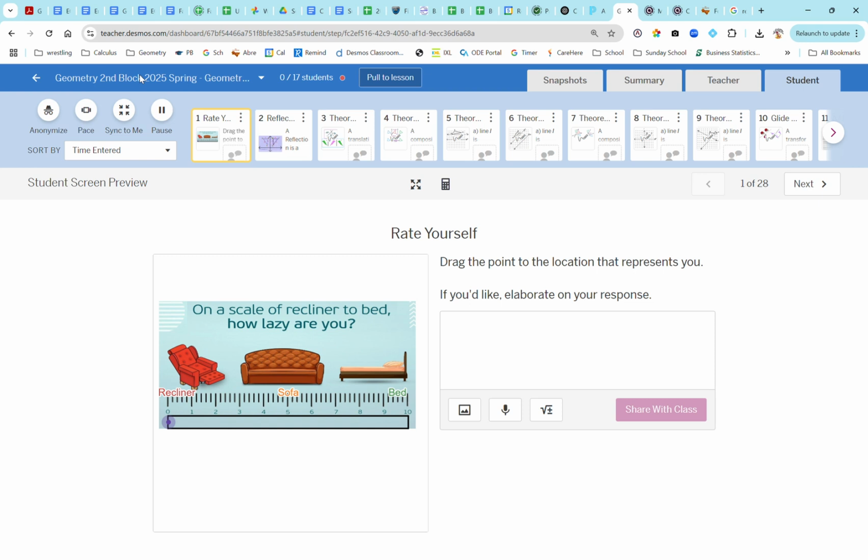Welcome to Geometry, and our lesson today is going to cover some things that are related to the transformations that we've been doing. So let's start with the Desmos activity. Hopefully you've rated yourself well on your laziness.